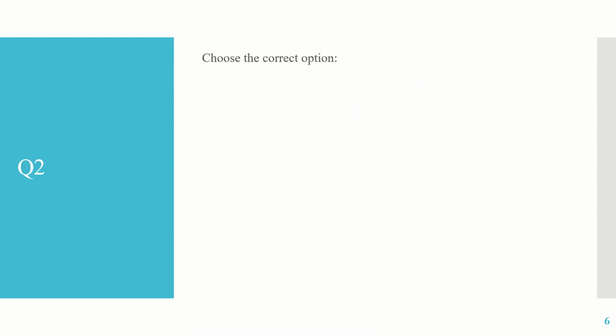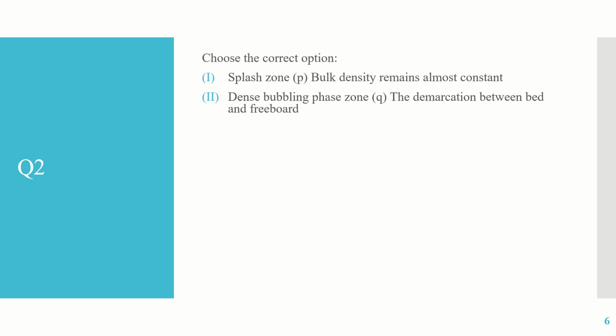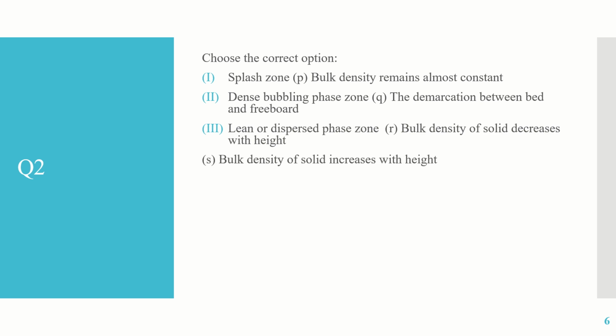In question 2, it is given: choose the correct option. It is a matching question. Option 1 is splash zone. Option 2 is dense bubbling phase zone. Option 3 is lean or dispersed phase zone. On the right hand side it is given: bulk density remains almost constant (P); demarcation between bed and freeboard (Q); bulk density of solid decreases with height (R); and bulk density of solid increases with height (S).